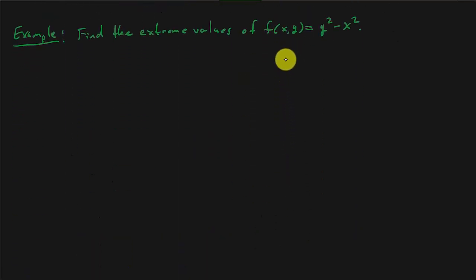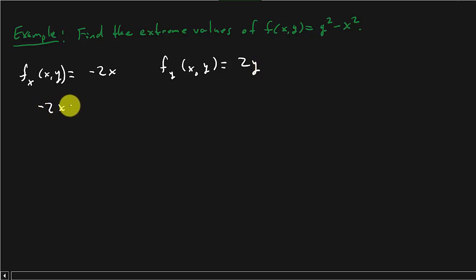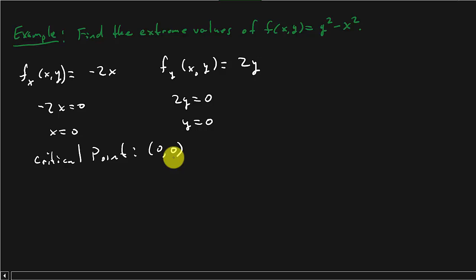Find the extreme values of f of x,y equals y squared minus x squared. All right, so we've got the partial with respect to x is equal to negative 2x, and the partial with respect to y is equal to 2y. All right, so if we take negative 2x equals 0, that means x equals 0, and we got 2y equals 0, that tells us y equals 0. And so our critical point is (0,0). Okay.